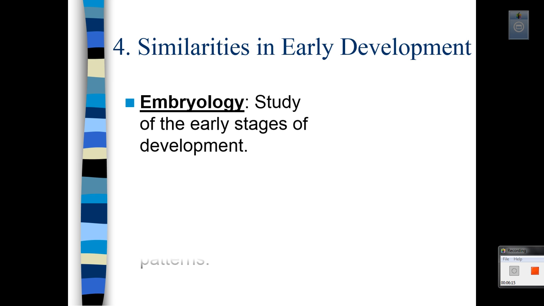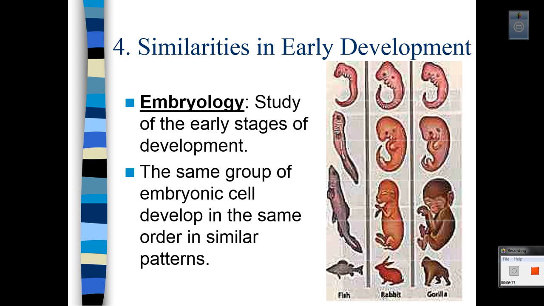There are also similarities in early development. Embryology is the study of early development. So in most animals and most organisms, the same cells or the same group of embryonic cells will develop in the same order in similar patterns in all types of life. So there was a scientist who said that this was evolution recapitulating your development. So the fish, the rabbit, and the gorilla babies in this picture all look very similar at the early stages of life, but the further they come down in development, the more like what they're supposed to be they look like.